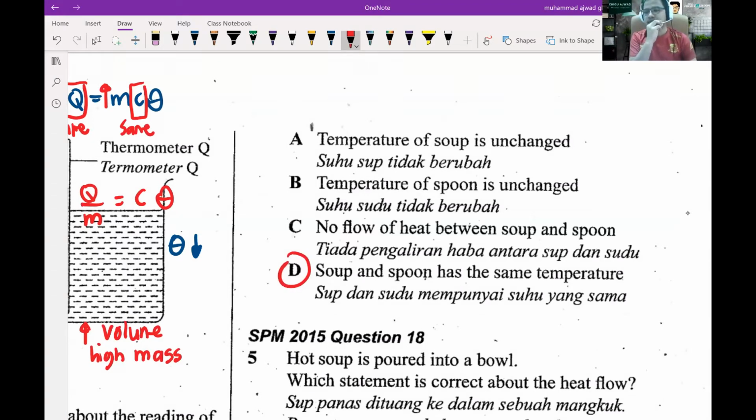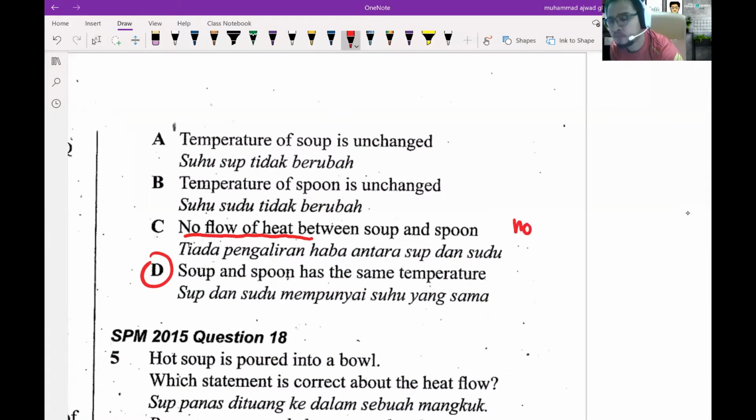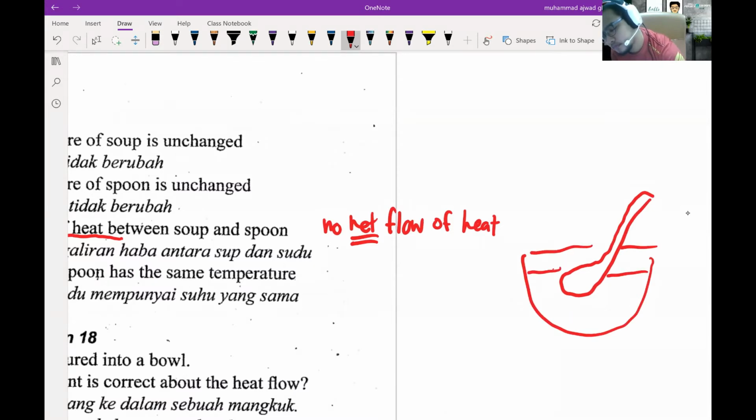Okay, what is meant by no flow of heat? Okay, ni term yang selalu student pun tersilap guna. No flow of heat. Dia kalau nak tepat adalah no net flow. Net. No net flow of heat. Okay, apa beza dia? No flow of heat maksudnya ni sudu. Ni sup tadi. Okay. Mangkuk dia.